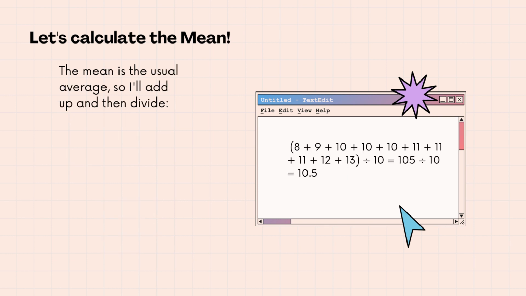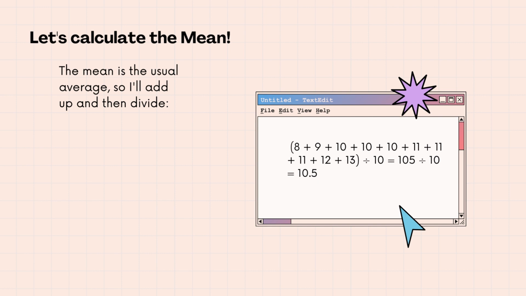So going back to the last question, the mean is the usual average, so I'll add up and divide. 8 plus 9 plus 10 plus 10 plus 10 plus 11 plus 11 plus 11 plus 12 plus 13. I will divide by 10 because there are 10 numbers. The sum is 105, and dividing by 10, the answer is 10.5. So our mean is 10.5.